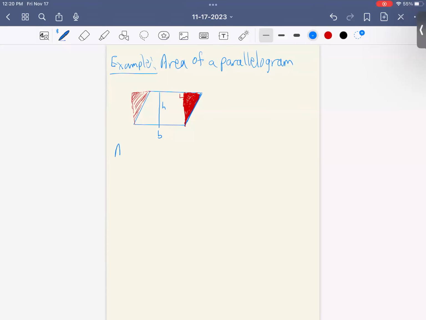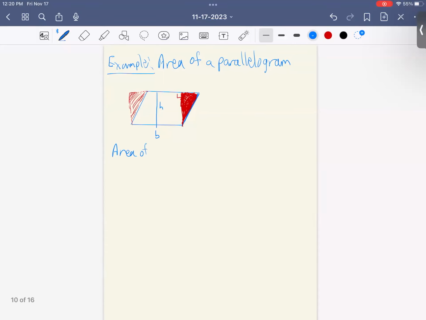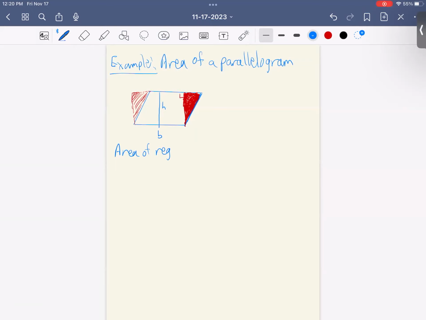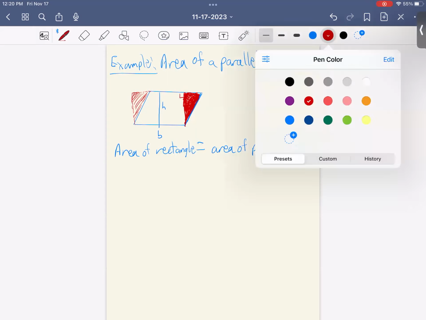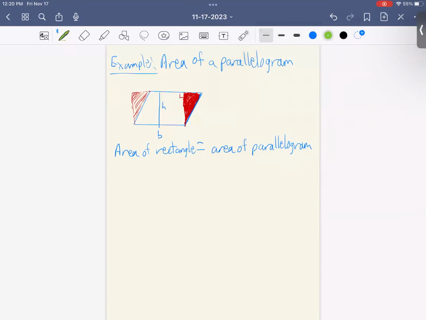So the area of the rectangle is what? It equals the area of the parallelogram, well, minus this part of the parallelogram that I'm taking away to make the rectangle. Let me just outline the rectangle in another color. Let me outline it in green so that we see what rectangle I'm talking about.